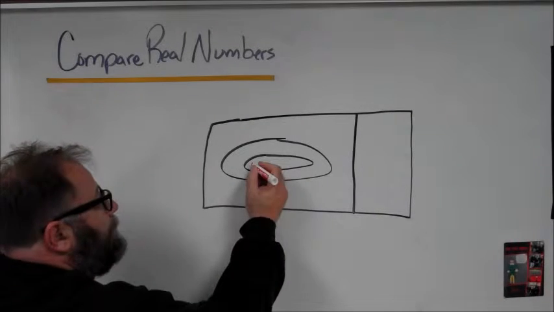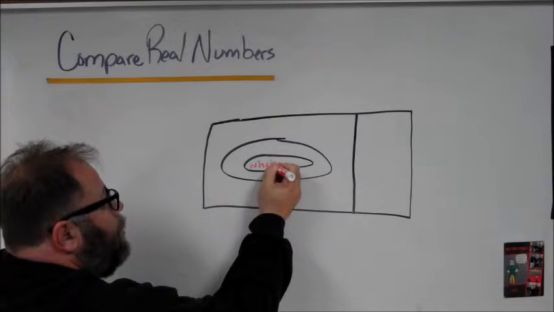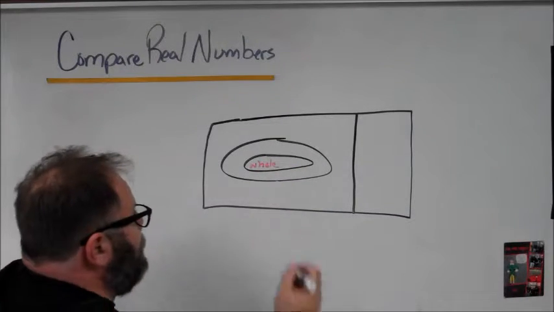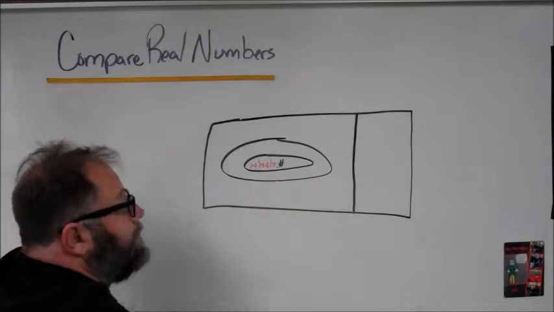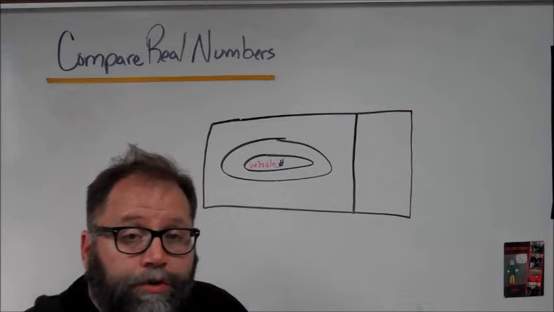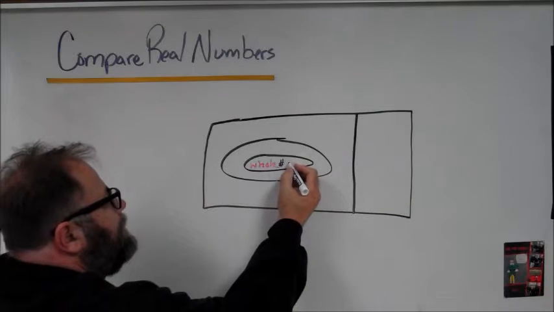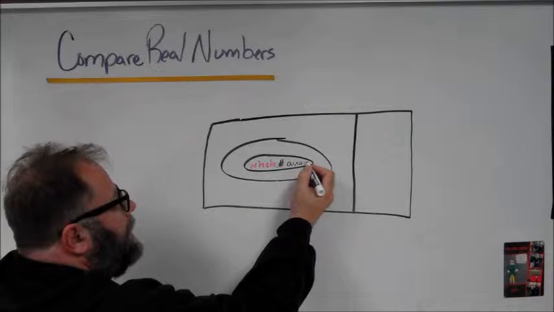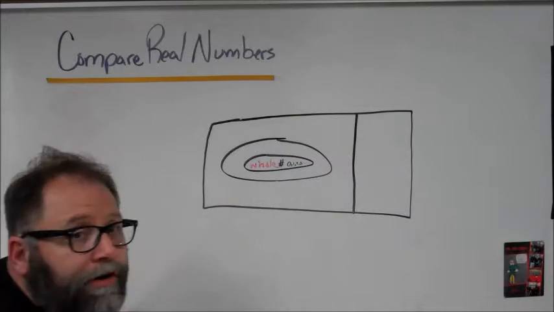Our first number set we're going to put in here is whole numbers. Whole numbers are numbers that we can count with our fingers. So 1, 2, 3, 4, 5. But that also includes zero. So 0, 1, 2, 3, and that goes on forever.